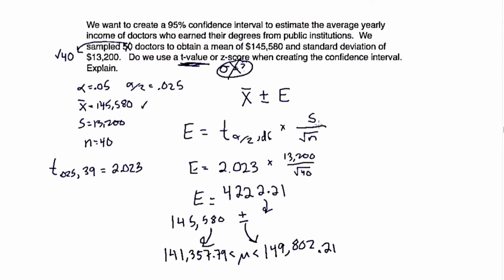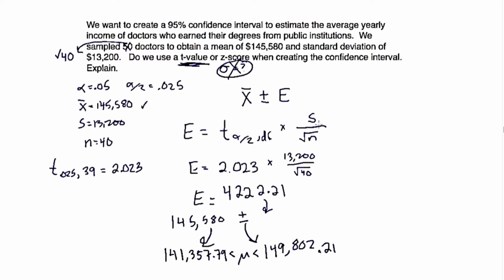So when you take 145,580 and you subtract 4,222.21, you get 141,357.79. That's a dollar figure.